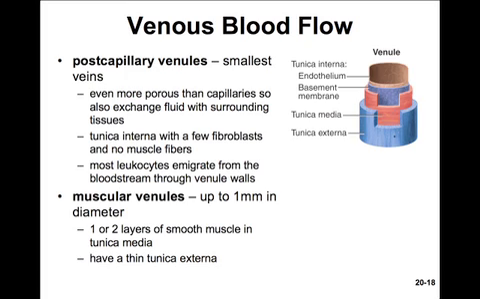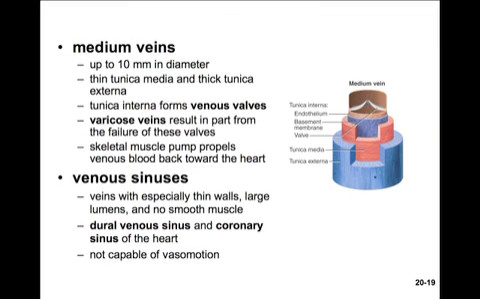The postcapillary venules will combine to form muscular venules. These are up to 1 millimeter in diameter. They have 1 or 2 layers of smooth muscle in the tunica media, and they have a very thin tunica externa. The venules will converge to form medium-sized veins, up to 10 millimeters in diameter. They have a relatively thin tunica media and a thick tunica externa.